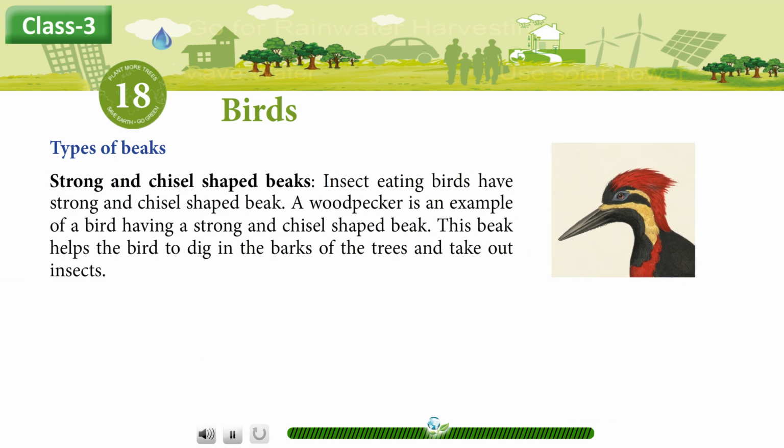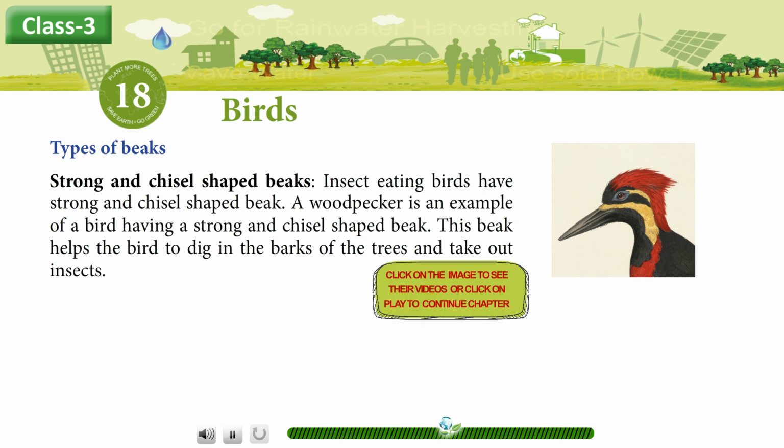Strong and chisel-shaped beaks. Insect-eating birds have strong and chisel-shaped beaks. A woodpecker is an example of a bird having a strong and chisel-shaped beak. This beak helps the bird to dig in the bark of the trees and take out insects.